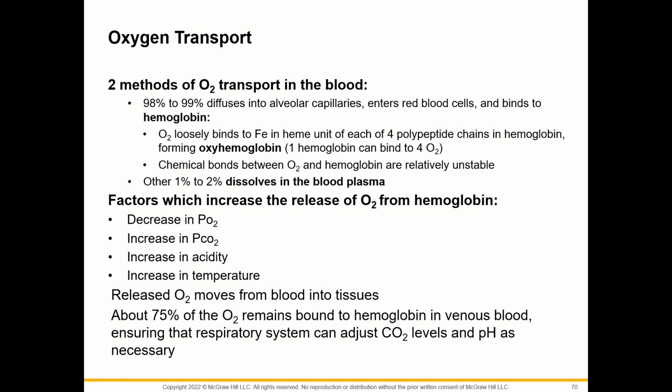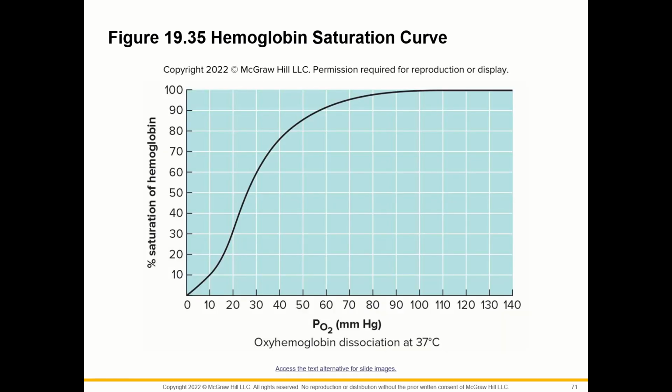Fetal hemoglobin also has a higher affinity for oxygen, so it's going to really get that oxygen from the placenta and move it to the developing fetal tissues. All right, so released oxygen moves from blood into tissues, and about 75% of the oxygen remains bound to hemoglobin in venous blood, ensuring that the respiratory system can adjust carbon dioxide levels and pH as necessary.